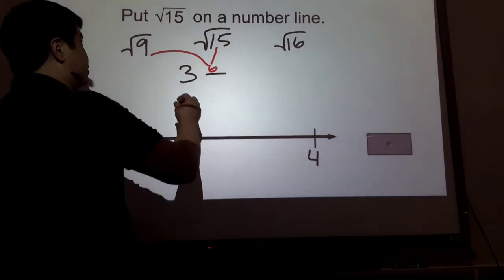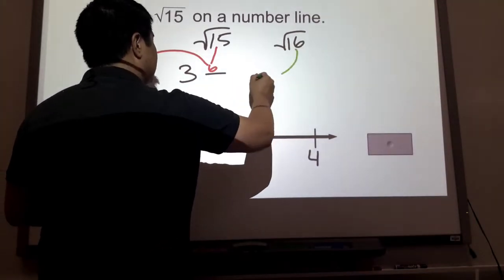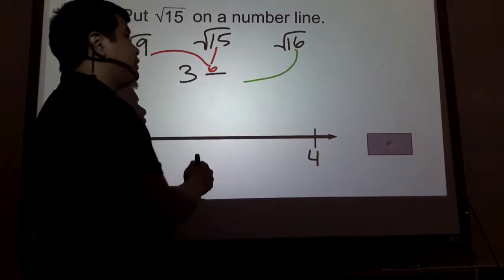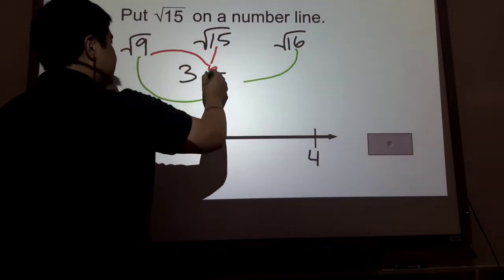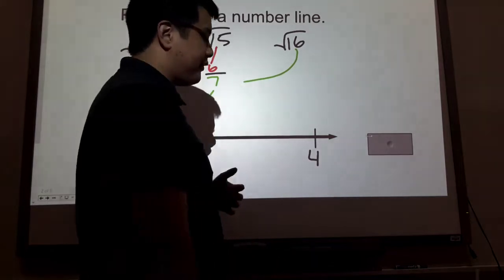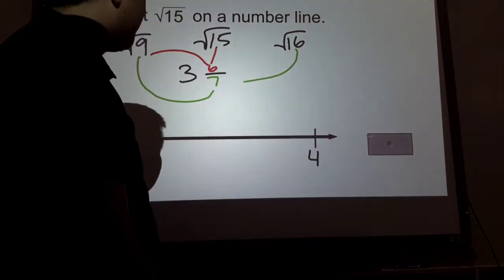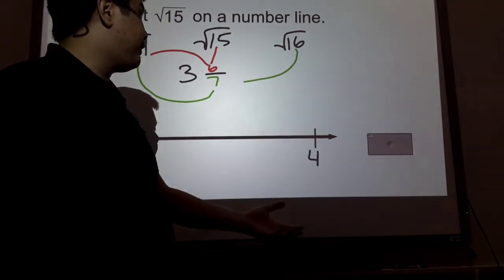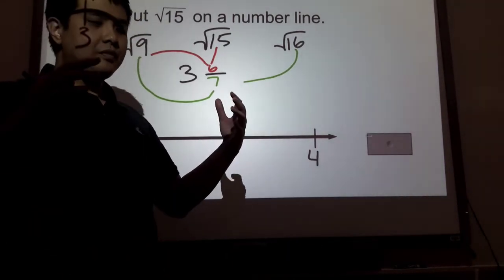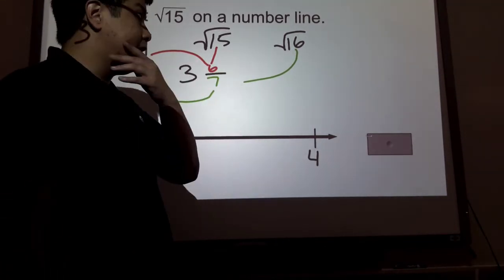Then the denominator is going to be coming from the difference of the higher perfect square that's closest to it and the lower perfect square closest to it. So 16 minus 9 is 7. So 3 and 6/7 is a fraction that is really, really close to the square root of 15. But we're going to try to find this to the accuracy of the 10th place, which means we need to find 6/7 as a decimal.